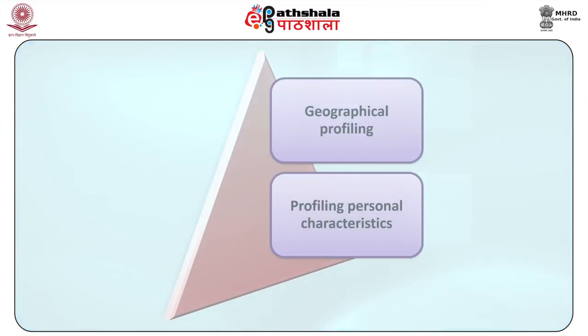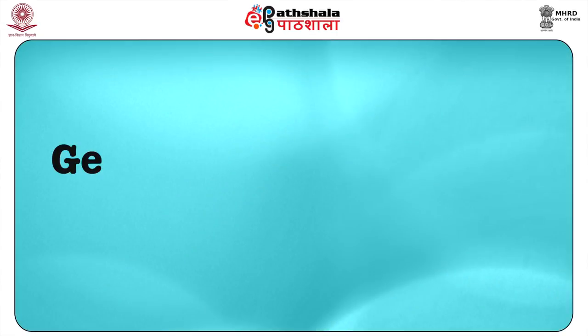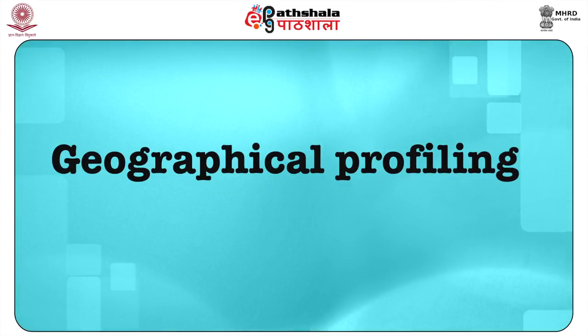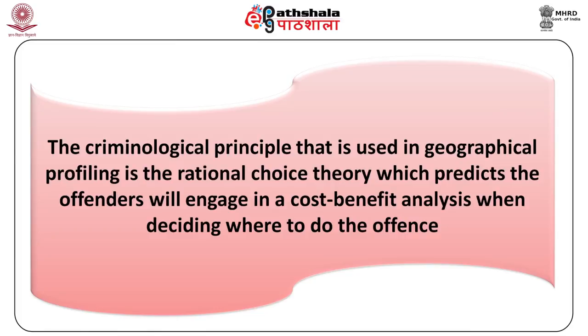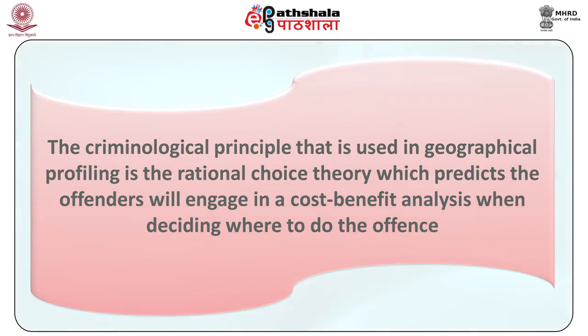The different types of offender profiling are, first is geographical profiling and second is profiling personal characteristics. First, geographical profiling. Geographical profiling is used to identify the likely area of an offender's residence from the location of the crime. The criminological principle that is used in geographical profiling is the rational choice theory, which predicts the offenders will engage in a cost-benefit analysis when deciding where to do the offense.